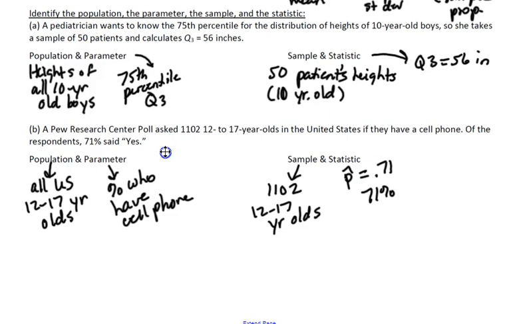So those give you a little bit of an example of how we talk about the difference between a population, a parameter, a sample, and a statistic. And then in the next video we'll talk about what an unbiased estimator is.